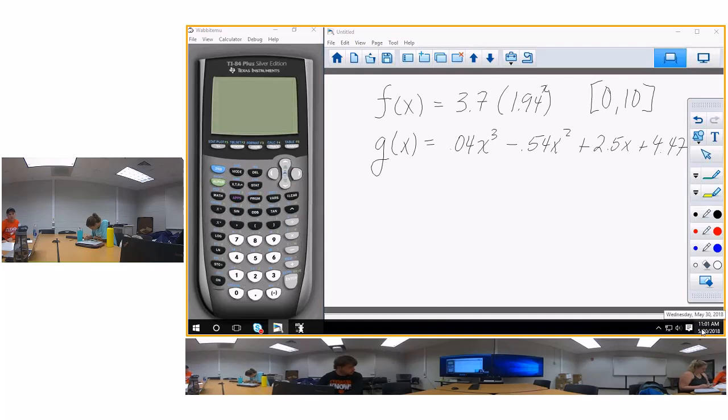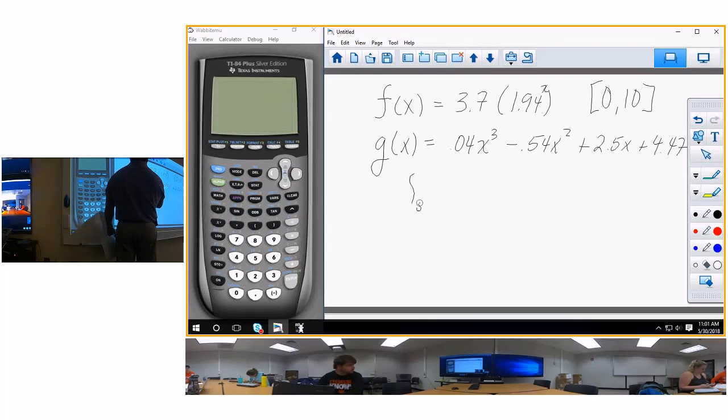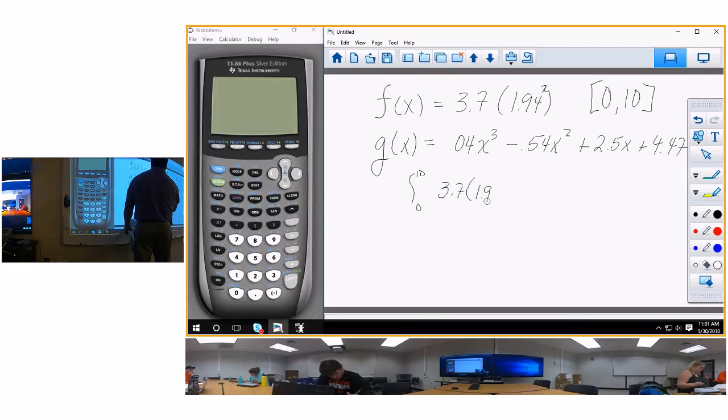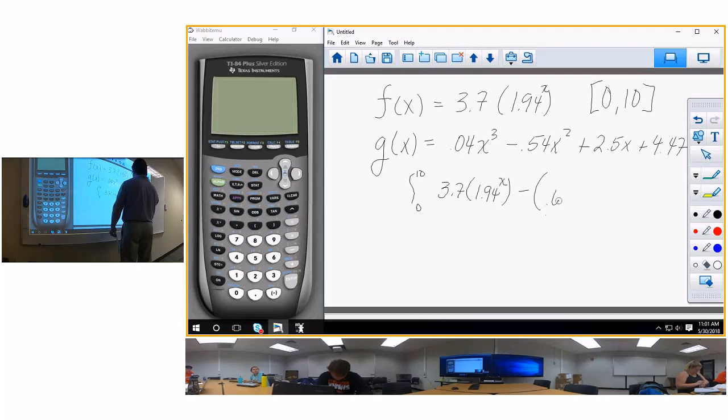All right, so we've got the antiderivative from 0 to 10 of 3.7 times 1.94 to the x power minus parentheses 0.04x to the third minus 0.54x squared plus 2.5x plus 4.47.